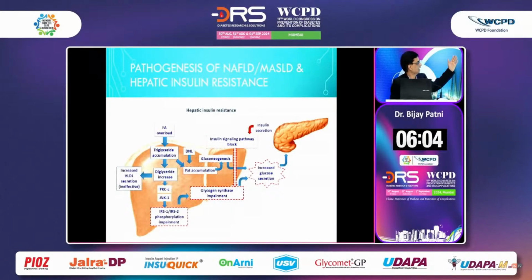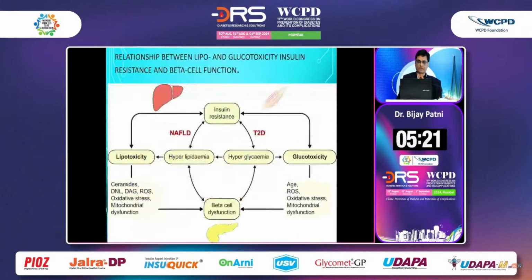Basically, what happens is you have a free fatty acid overload, you have high triglyceride formations, and along with that, it goes into increased diglyceride, activation of the kinases, PKC and JNK, which will again have an impact on the insulin signaling pathway, and that will again lead to IRS-1 and IRS-2 phosphorylation impairment, which will have an impact on the glycogen synthase impairment that will lead to less glycogen formation, increase in glucose formation. And then because there is an insulin signaling pathway block, you will have less insulin secretion as well. So all these ultimately will lead to increased progression to type 2 diabetes.